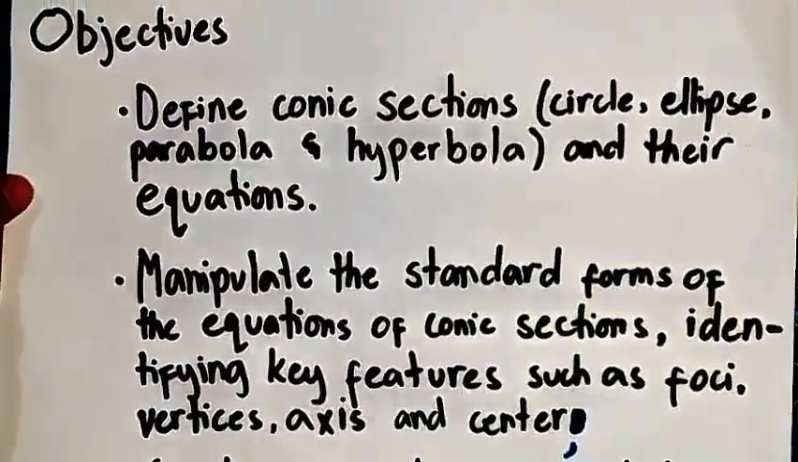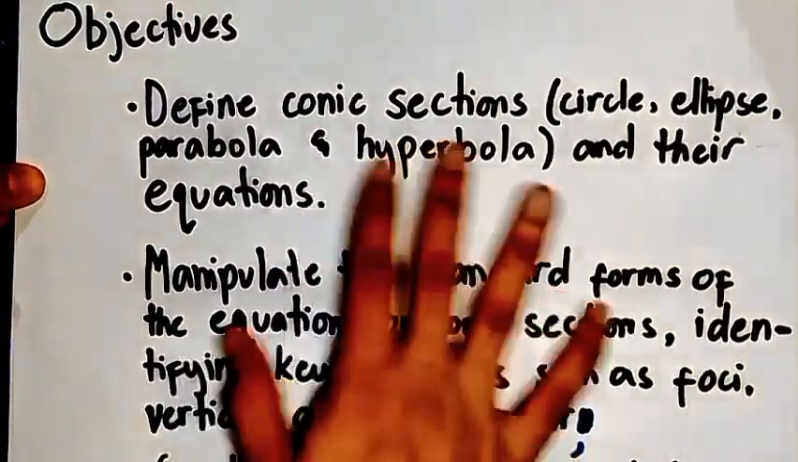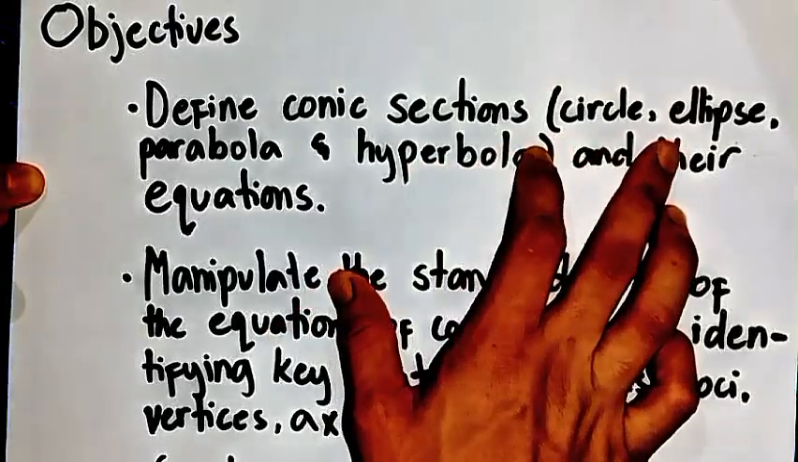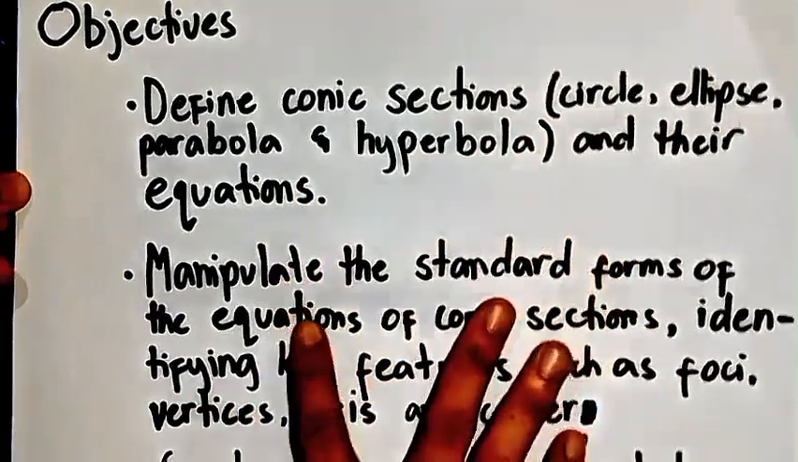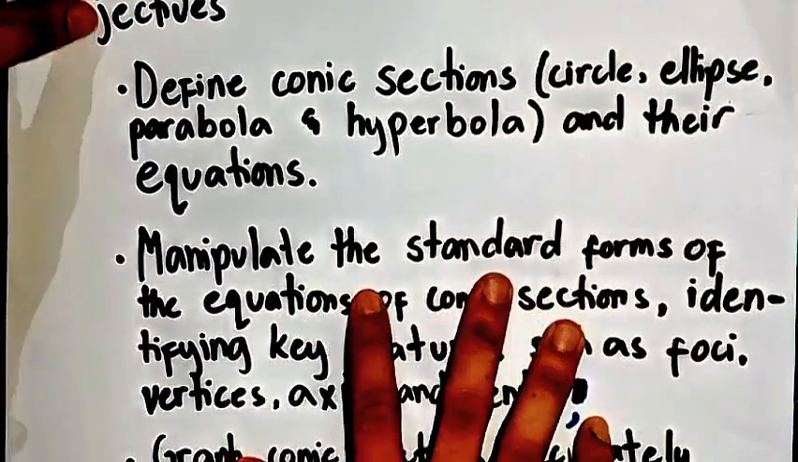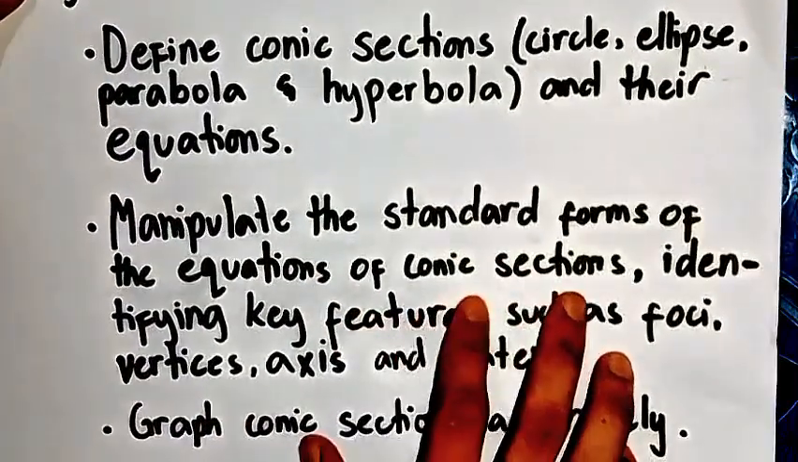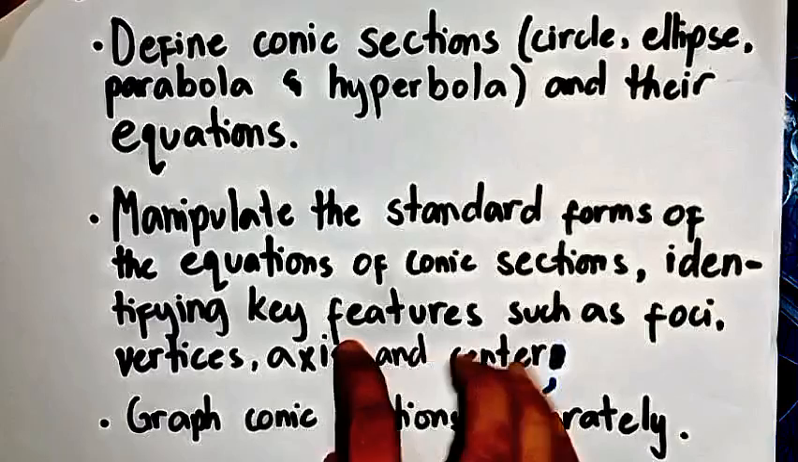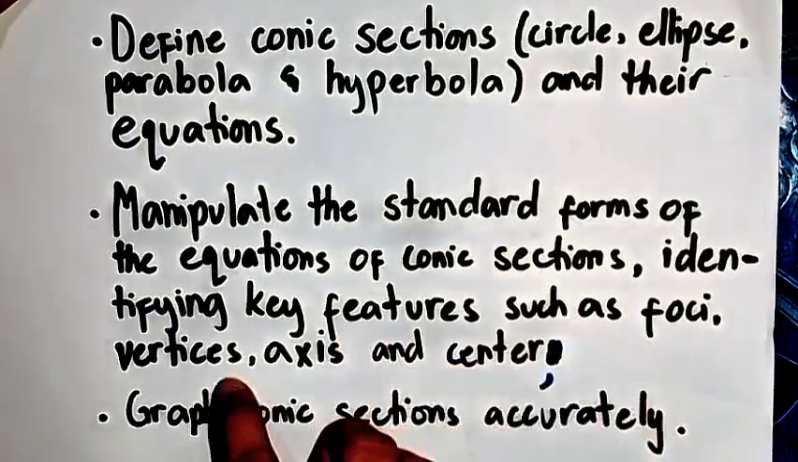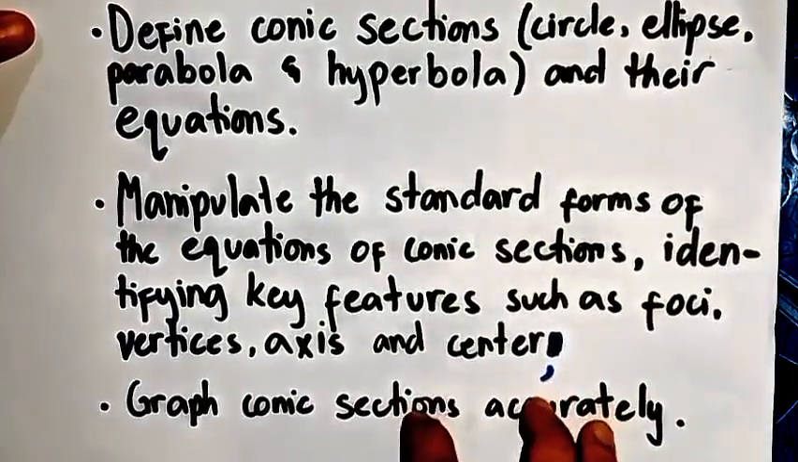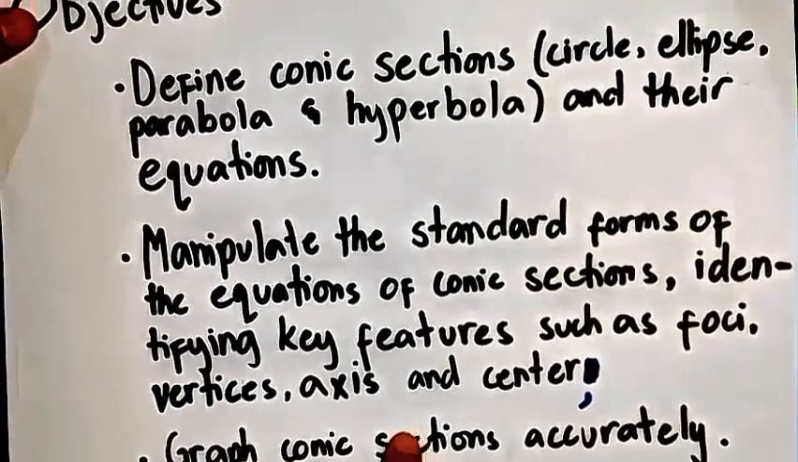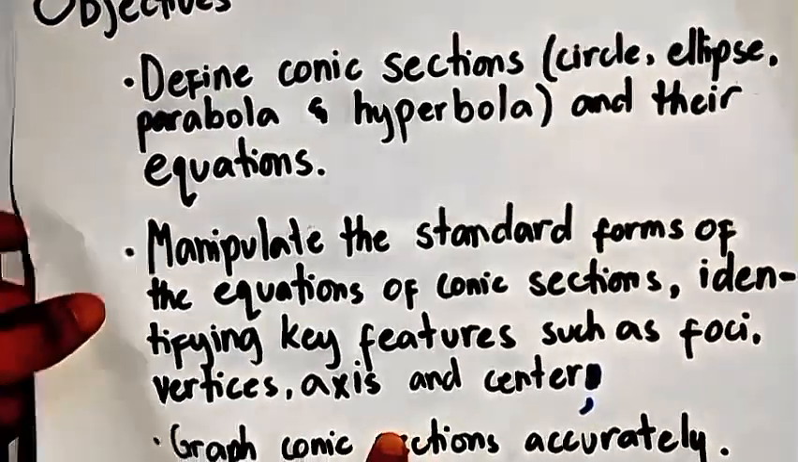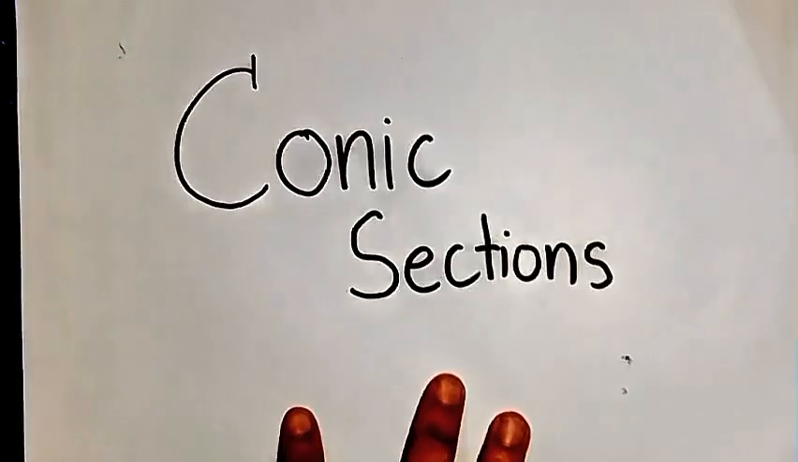Today we're going to discuss conic sections. At the end of this video, you're able to define conic sections, circle, ellipse, parabola, and hyperbola under equations. Manipulate the standard form of the equations of conic sections, identifying key features such as foci, vertices, axis, and center. And lastly, graph conic sections accurately. So without further ado, let's start.